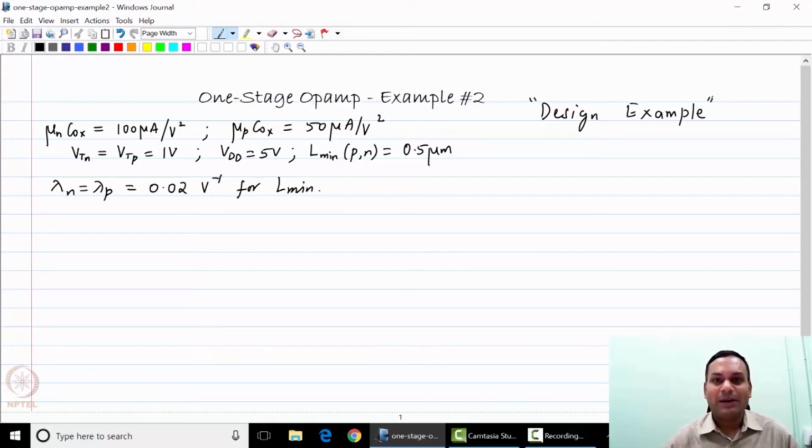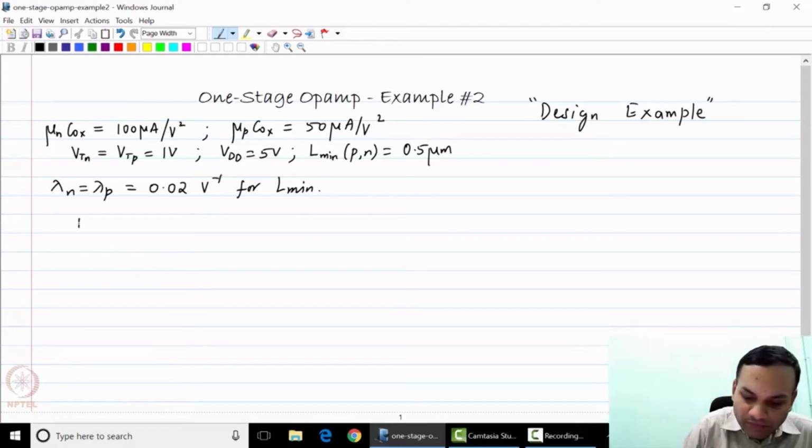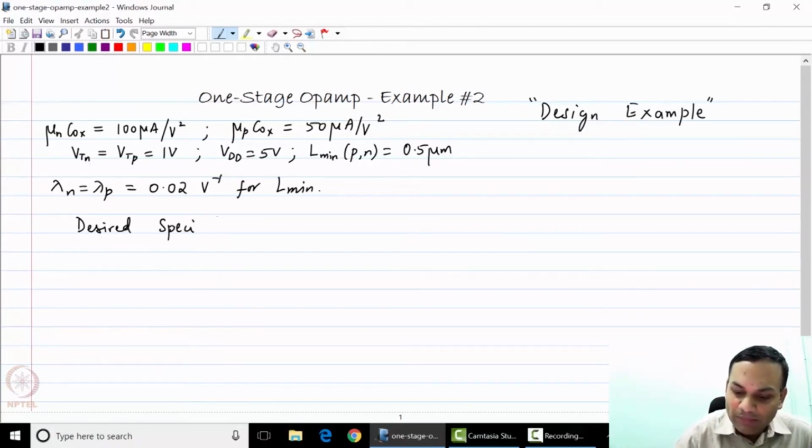So we will use the same parameters that we had used before. Mu n Cox is 100 microamp per volt squared. Mu p Cox is 50 microamp per volt squared. The threshold voltages Vtn and Vtp are both 1 volt. The power supply is 5 volts. The minimum length is 0.5 micrometers, and lambda n and lambda p for this minimum length is 0.02 volt inverse. So these are the device parameters. So let us now list out the specifications. These are the desired specifications of the op-amp.